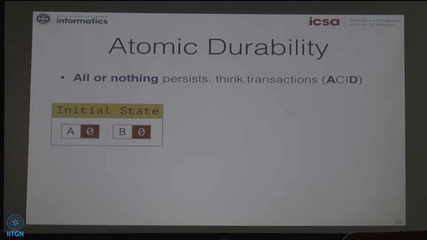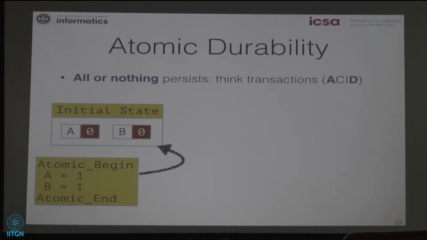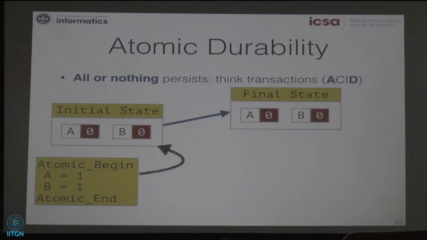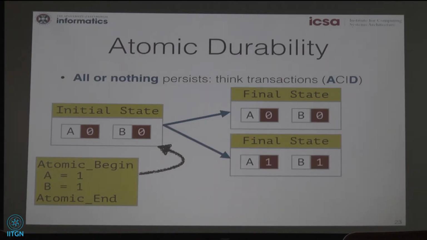So let's look at this with an example. Let's say we have these variables a and b whose initial state is 0, and we want to apply the following transformation on this initial state atomically. So if it were to be applied atomically, then the final state can either be both are 0 or both are 1, which means either the transformation was applied completely or it was not applied at all. We cannot have the intermediate states wherein one of them is 1 and the other is 0, which means you cannot have an incomplete update if you guarantee atomic durability.